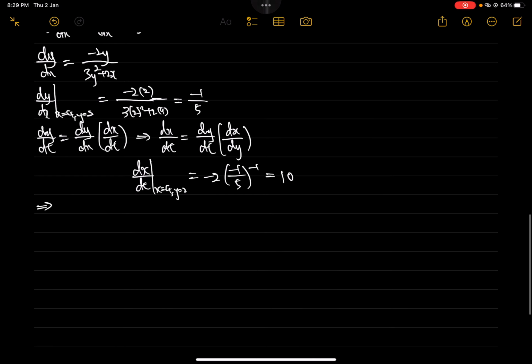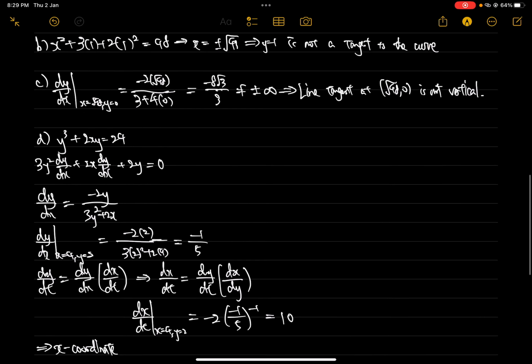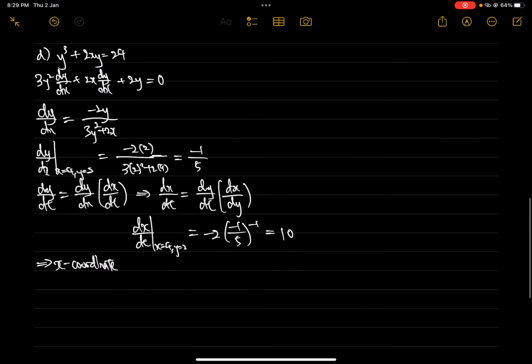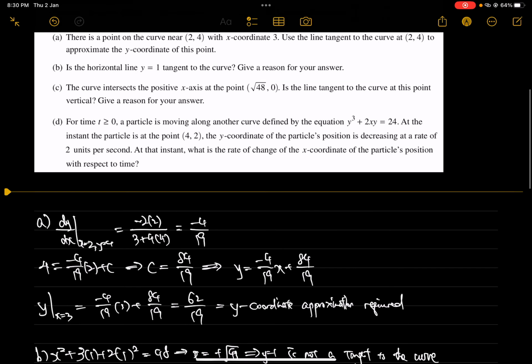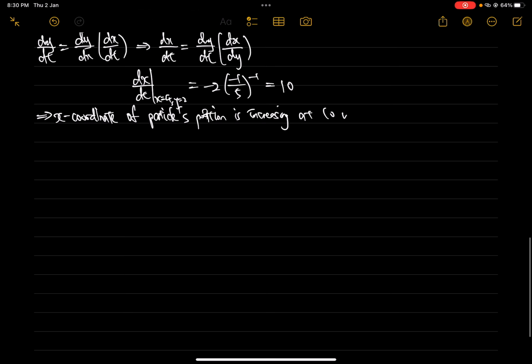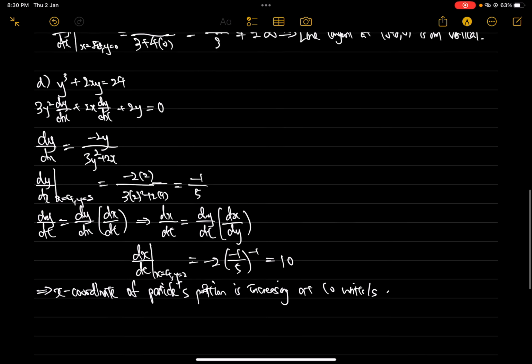of what? I can't remember. Of particle's position is increasing at 10 units per second. And that's it for this question.